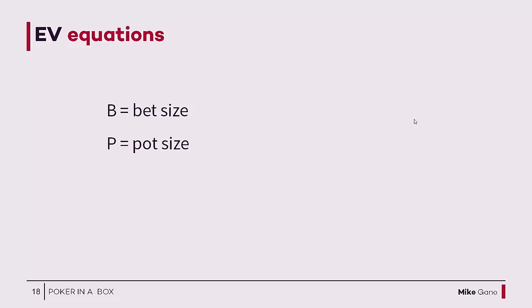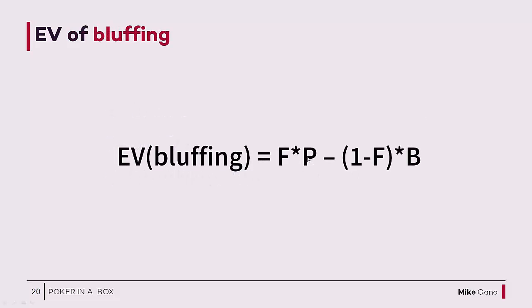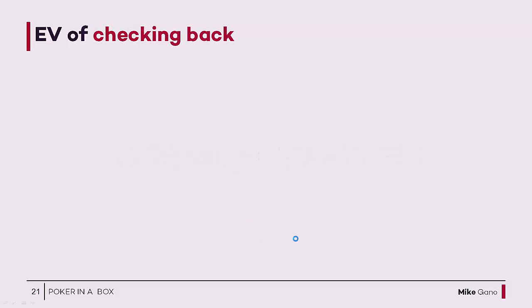B equals bet size, P equals pot size. So when he folds, we win the pot. When he doesn't fold, we lose our bet. That's what this is saying, and this is how you calculate the value of that decision.